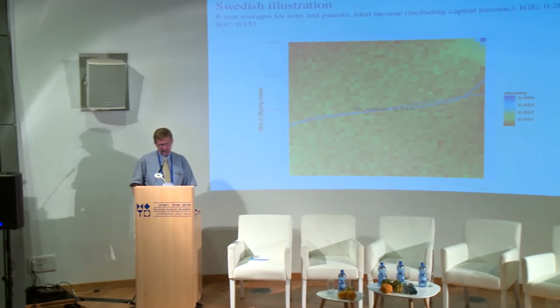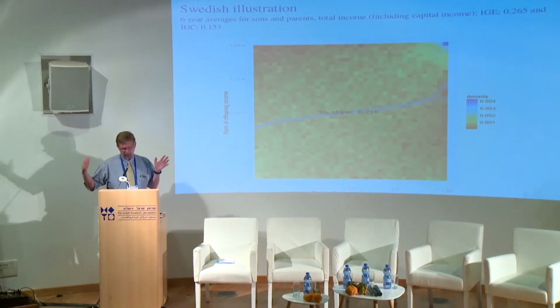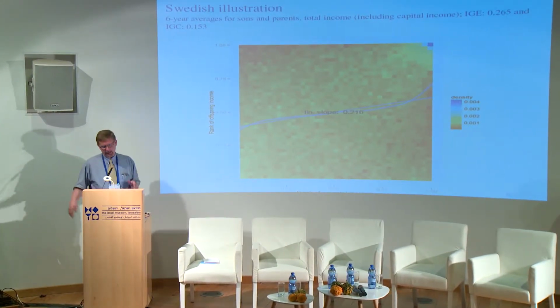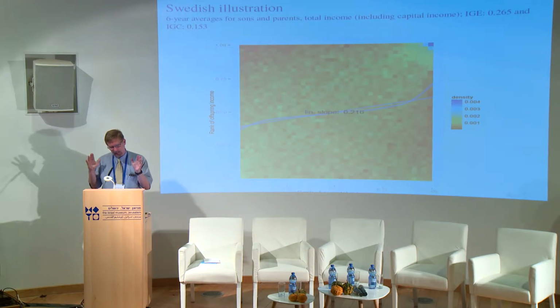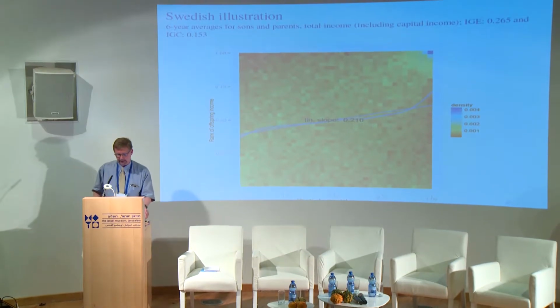Now, things do look a little different if you make this story richer. So we've taken Swedish data. This is market income. We've taken a 6-year average of both parents' and fathers' and sons' market income, and these are income ranks. So we've divided the population into 2.5 percentile point bins, and then we've essentially cross-tabulated the two and done it as a color map here.